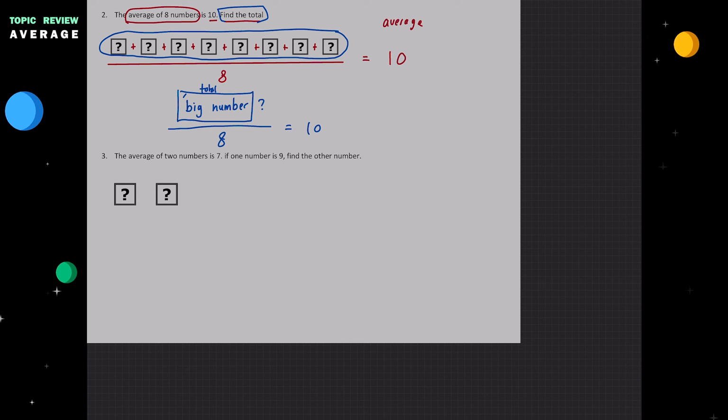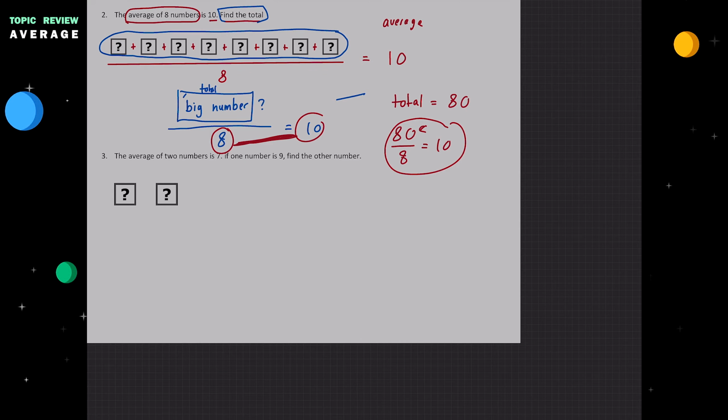So if that's how it works, then we can use the same method, the same trick for this question. I want to find this big number here. I don't know what it is yet. So what are we going to do? Well, 8, let me just change the color. So we say 8 times 10. If I multiply these two, I will get my top number. 8 times 10, that's 80. And therefore the total is equal to 80, because 80 divided by 8 gives you 10, right? That makes sense. So the top number must be 80.